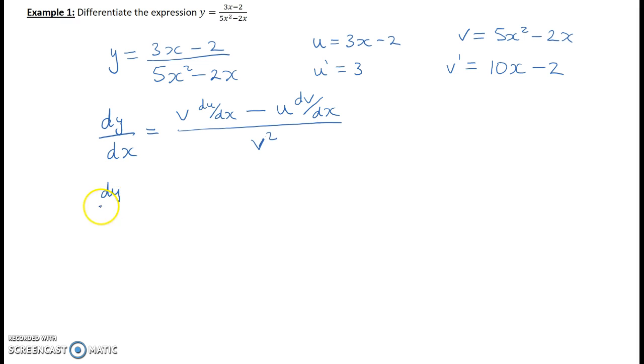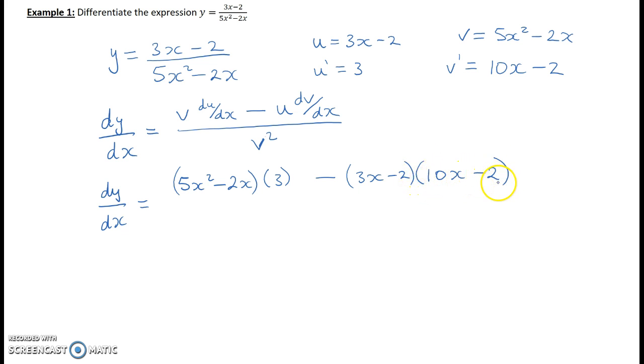So let's start to fill that in. You get dy dx is equal to v, which is 5x squared minus 2x, so it's the original bottom, times du dx, which is 3, minus, we've got u, which was 3x minus 2, by the derivative of the bottom, 10x minus 2, all over v squared. Now, the thing about the bottom is you have to remember to include it, which is tricky because it's easy to forget it. All the work is done on top. You have to remember to include it, but you don't actually do any work with it. We're just going to leave the bottom as 5x squared minus 2x, all squared.